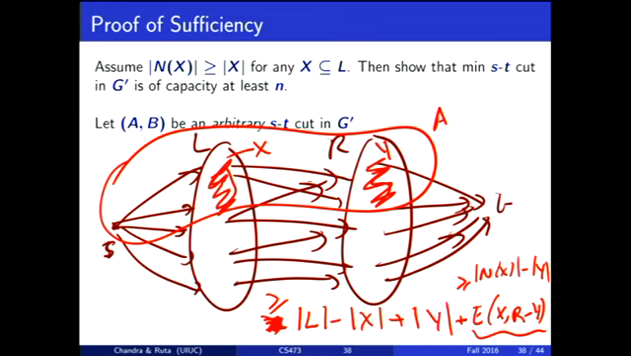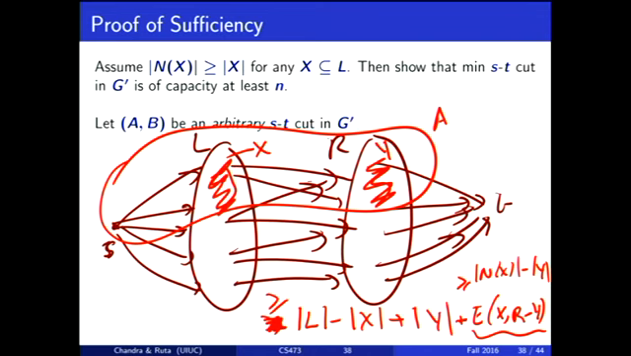So the min cut also must have capacity at least L, which means that the max flow is at least L, which means that there is a flow of value L from S to T, which means the matching size is L. So it's basically the max flow min cut theorem giving us Hall's theorem. Questions?